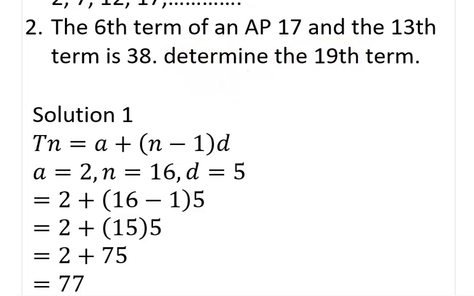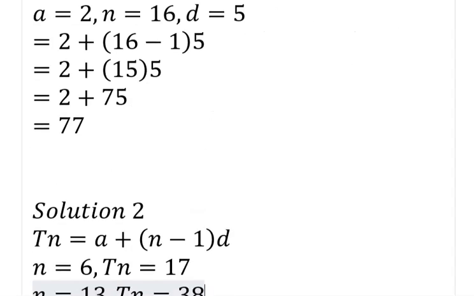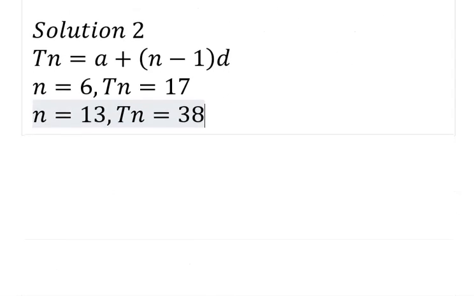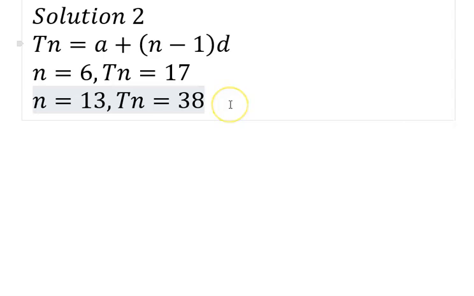I think if we are given the first term and common difference, there's no point going through all this stress. We just look for our 19th term. But we are not given the first term and the common difference. We are given this information so that we can get our first term and our common difference. So, let's apply this formula now.